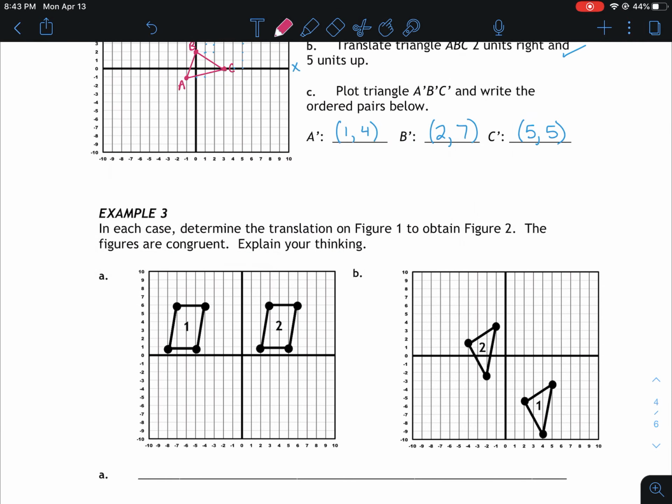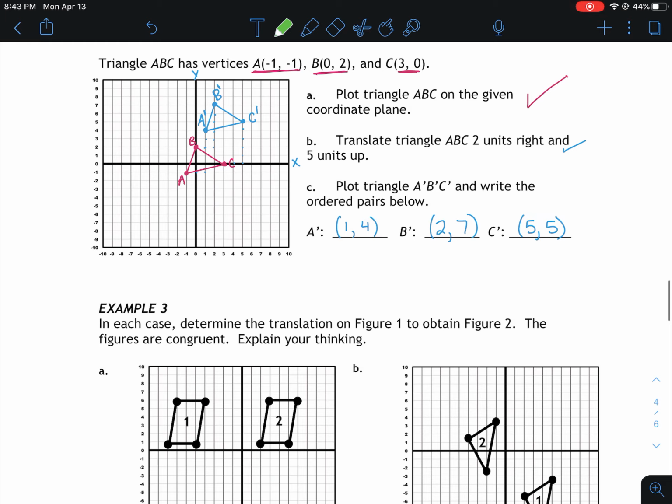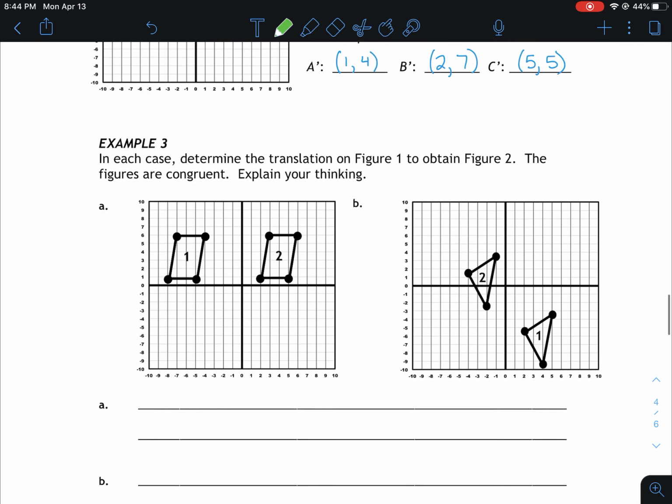Okay. So when we are looking at these figures, we have to remember that these are congruent. They are the same size. They are pointing in the same direction. The A is in the bottom left-hand corner, B is at the top, and C is on the right-hand side of our triangle. If we don't have that, that means that it's not congruent. It didn't stay the same size, it didn't stay the same direction, and it didn't stay the same shape.